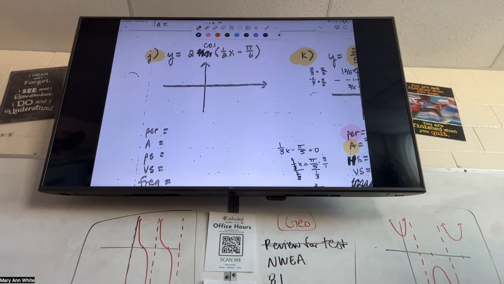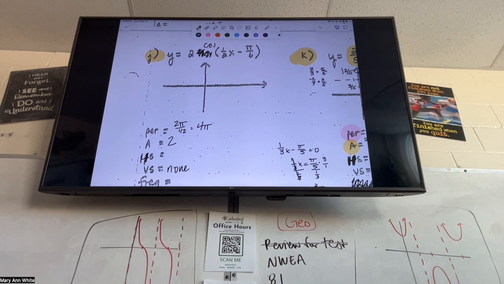All right, what's going on here? What's my amplitude? 2. What's my period? 4 pi, 2 pi divided by 1/2. Do I have any vertical shift? Nope, you can just write none. Or you could cross it out, I don't really care. And then PS or my HS.